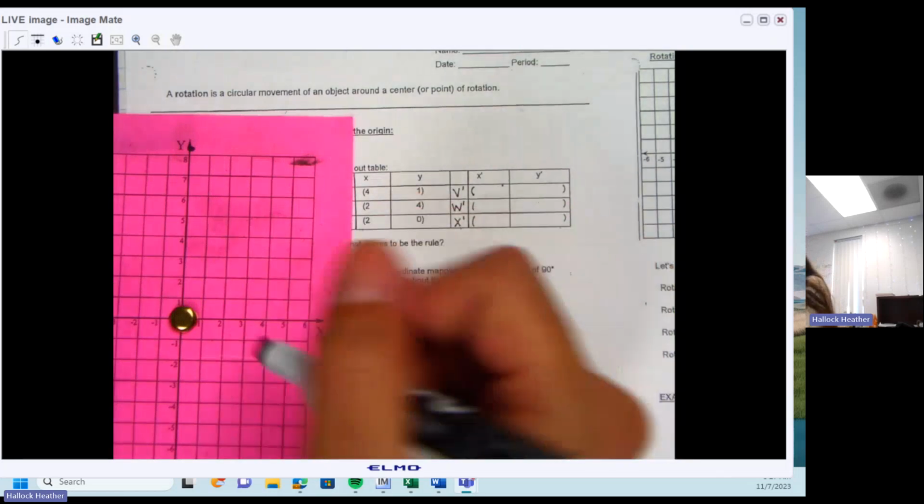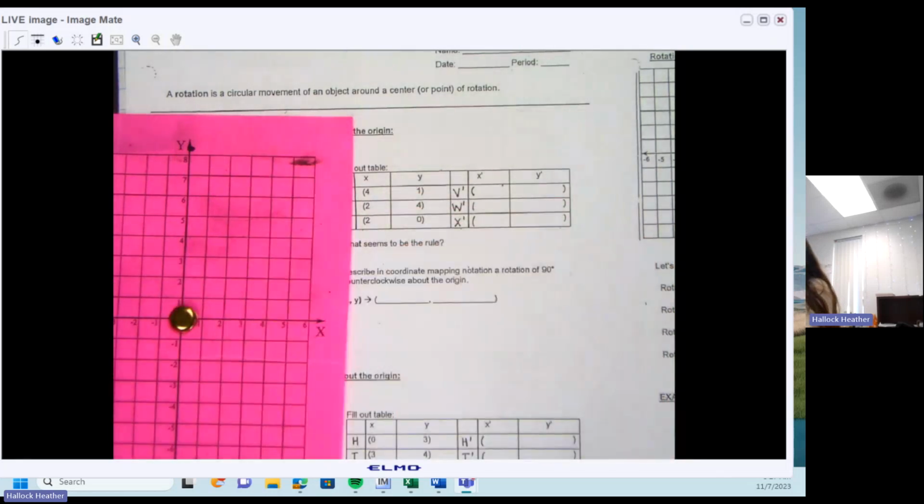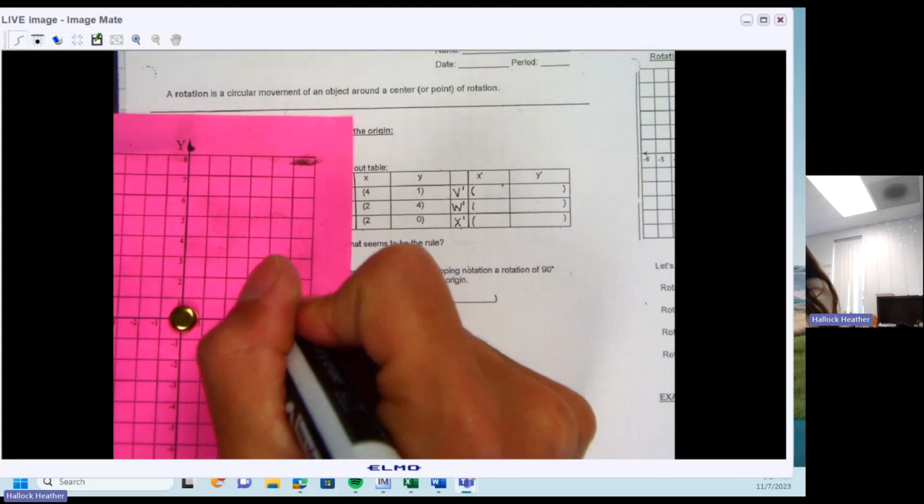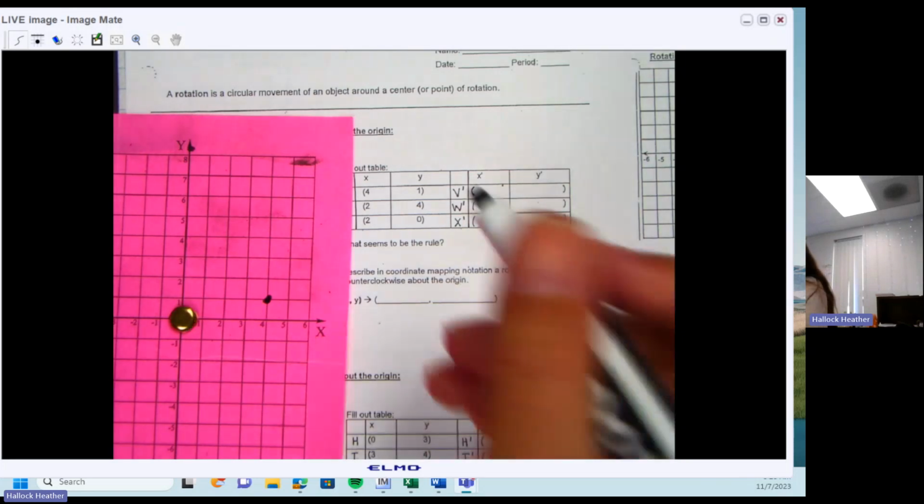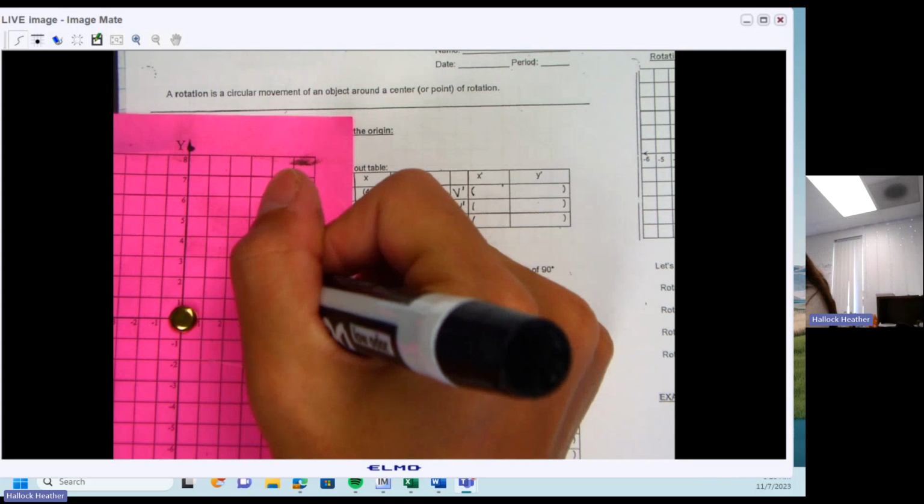4, 1 is right here. And try to make your points a little small. I like to use just the corner of the marker. I don't have a bunch of the thin markers, so I have to give everybody fat markers. So bear with me. So this is V.